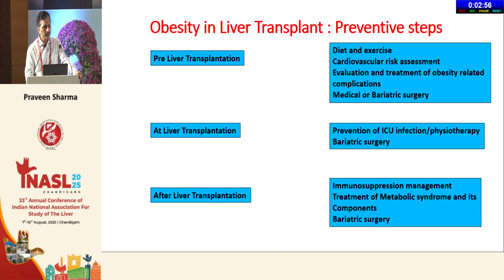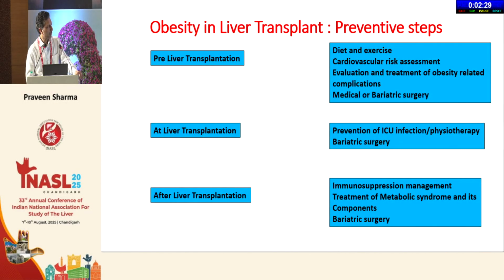Now, how can we prevent obesity in our liver transplant patient? Pre-transplant, we need to focus on that. Diet and exercise remain a cornerstone. We should always do cardiovascular risk assessment, and evaluation for and treatment of obesity-related complications. Medical and sometimes bariatric surgery in patients with compensated liver disease can help. We have some endoscopic methods also. We can put in a balloon to reduce the weight and BMI of this patient.